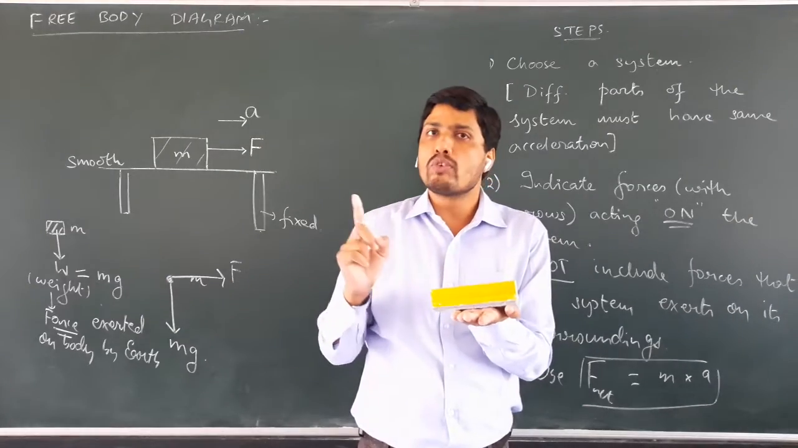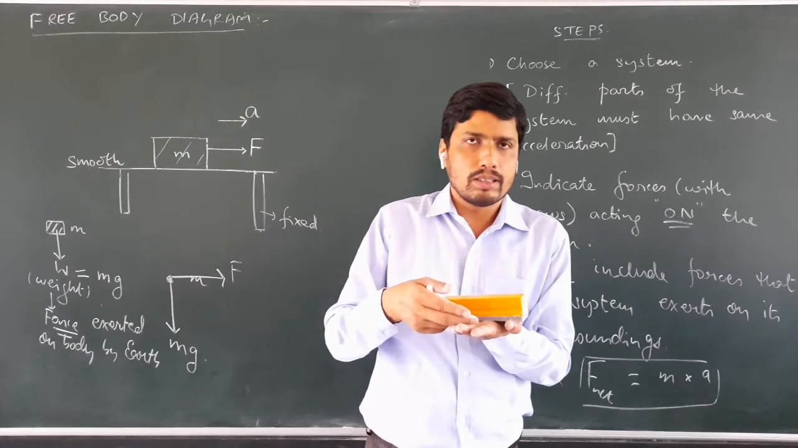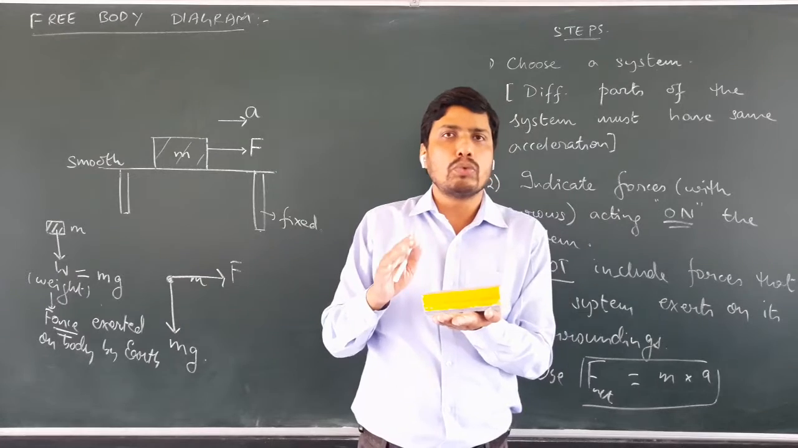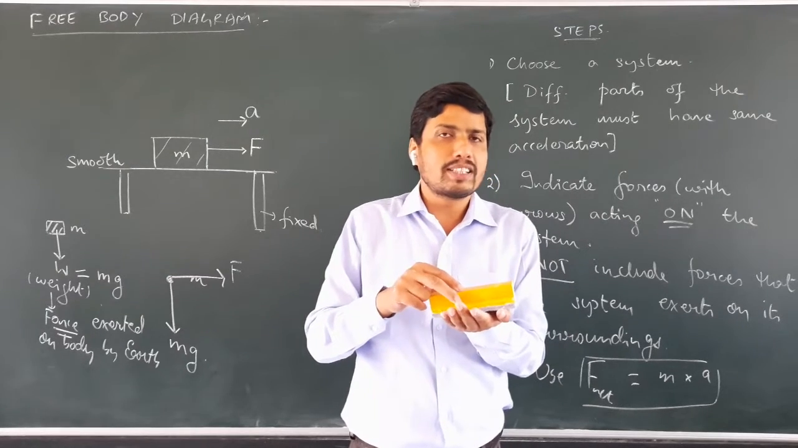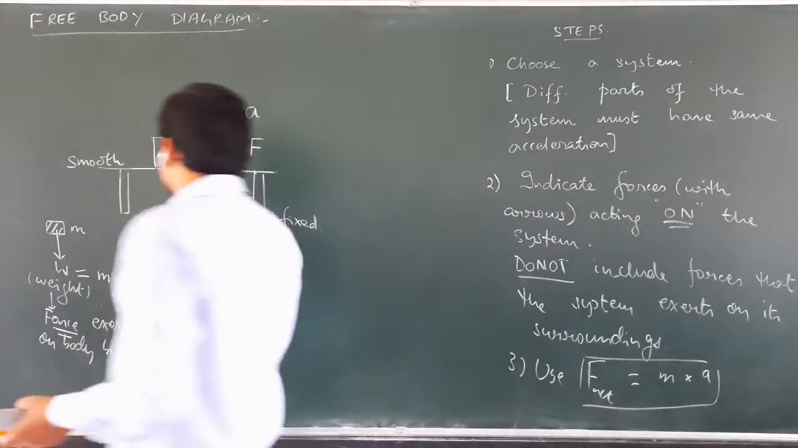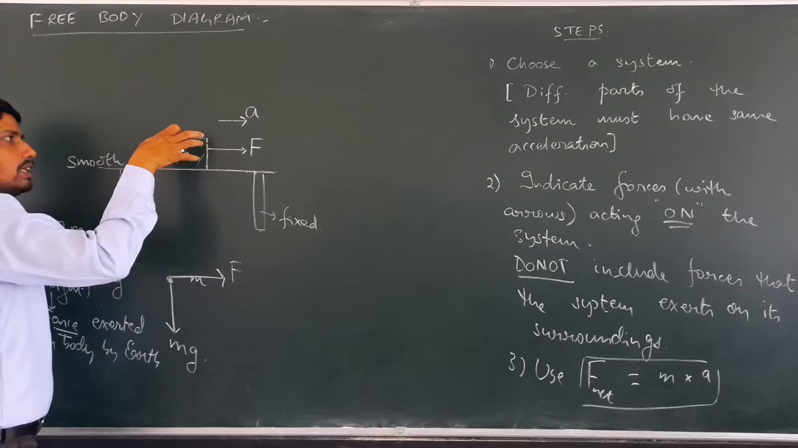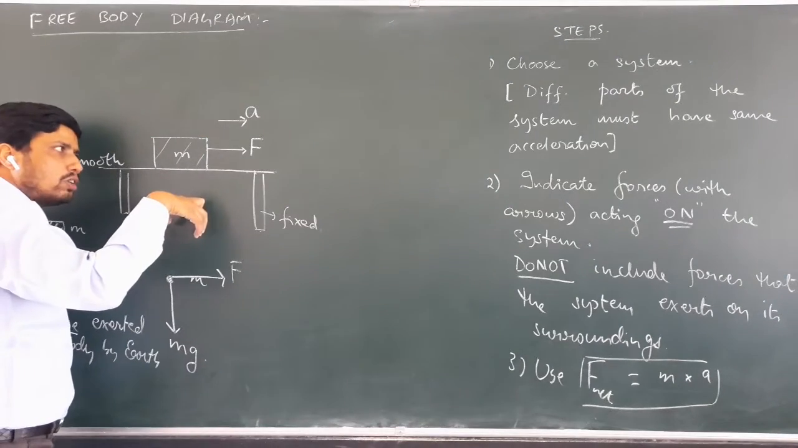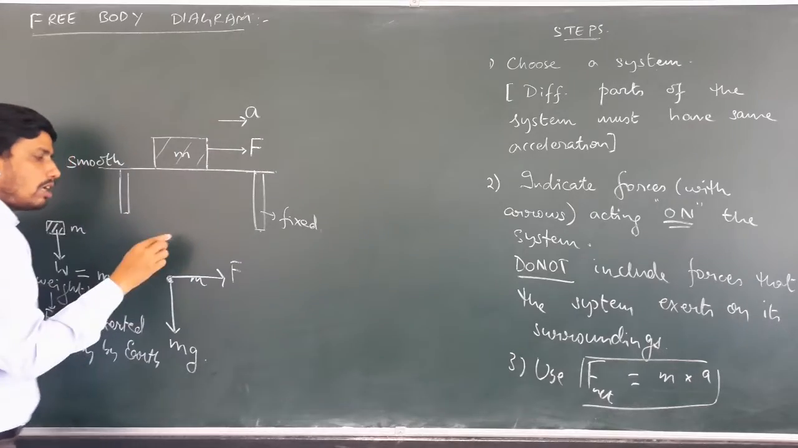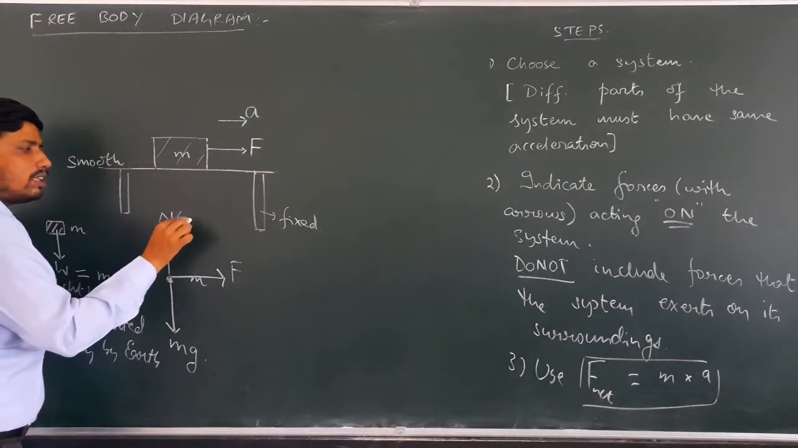So I don't have to draw the force which the block is exerting on the table. I have to indicate the force which is exerted on the block. Who is exerting that force? The table. So the table will exert some force on this block in the upward direction. This block is pushing the table downward. By Newton's third law, the table will push this block upward. Such a force we call the normal reaction.